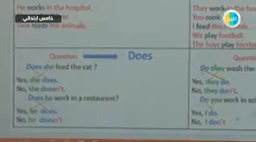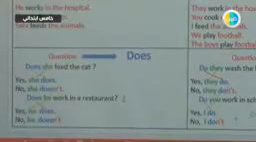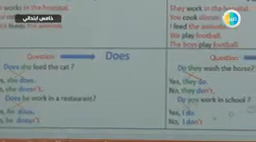But here we say, do they? They is a plural pronoun. Do they wash the horses? We have a question here too. Does he work in a restaurant? And here, do you work in school? Okay, so does for singular, do for plural.